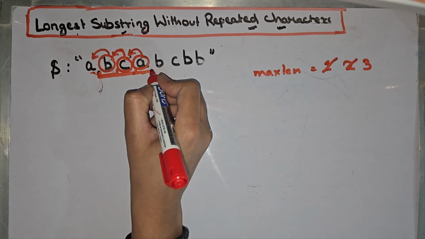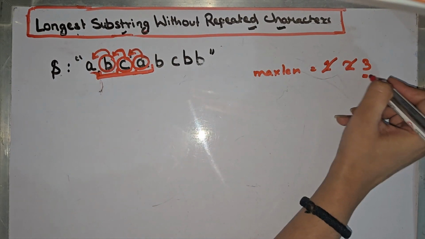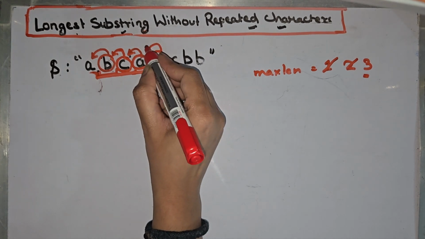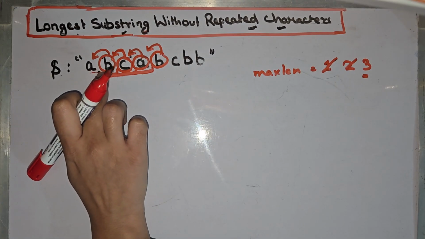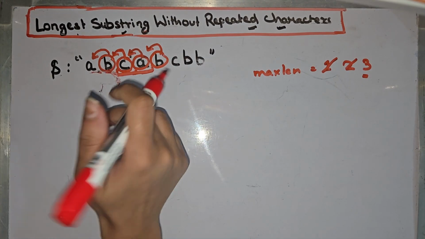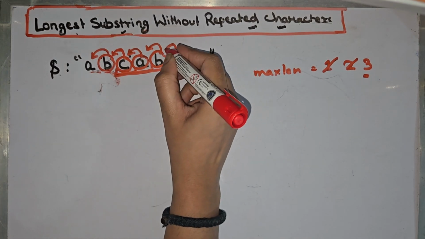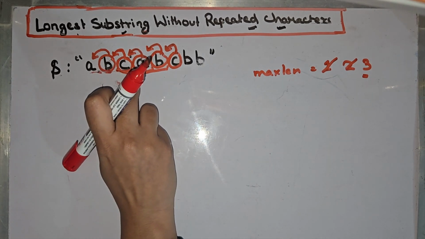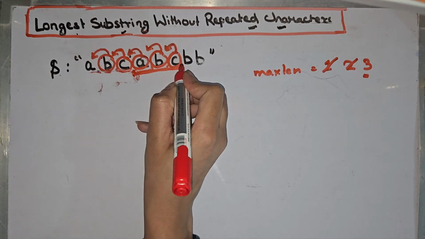And after removing, we have this new window. This is also length 3. Now we will add this character, but on adding we check that this is already present. So we need to remove this particular character and move further. Now we will add this character to the window, and on adding we found that this is also repeated. So we'll remove this from the window and keep the window here.